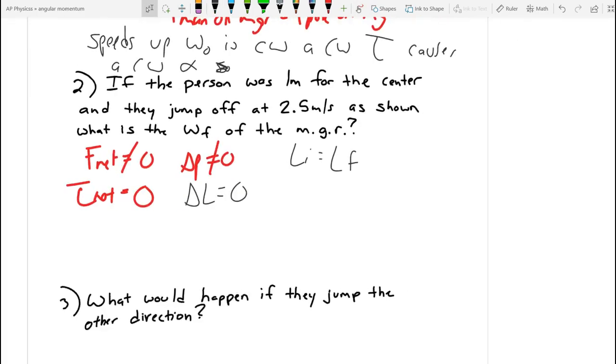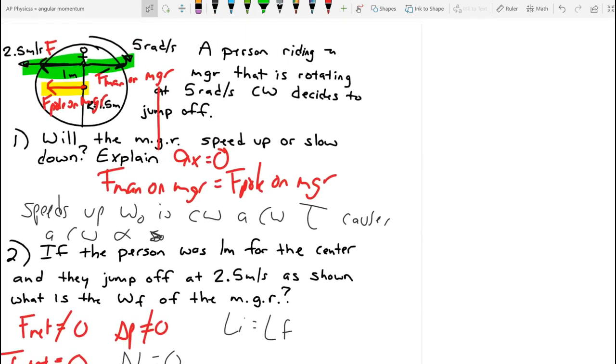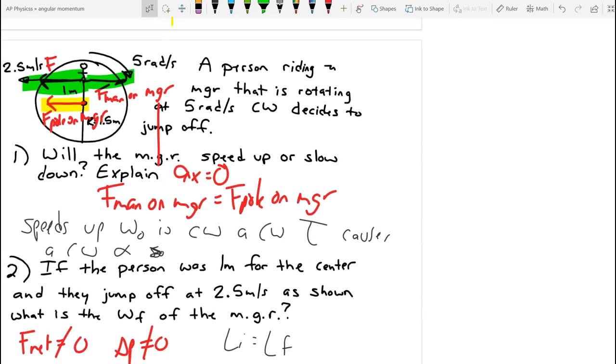Now, looking at this a little bit more, let's solve it over here. So I have Li equals Lf. What has angular momentum to begin with? Well, I would look at it and say everything has angular momentum. I have a L total. They're all together.